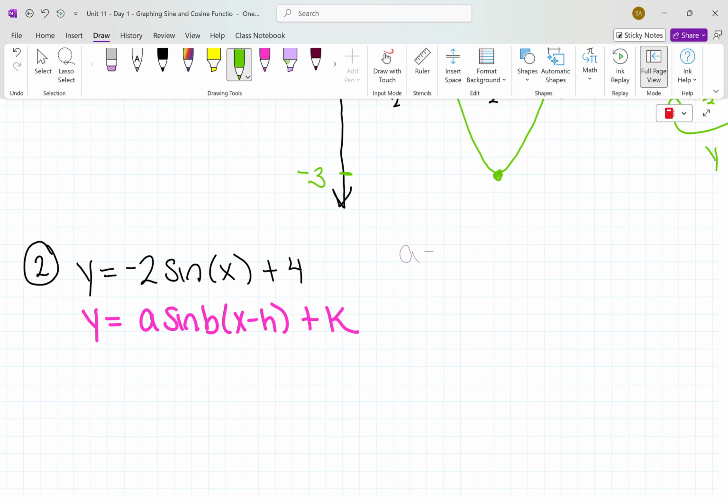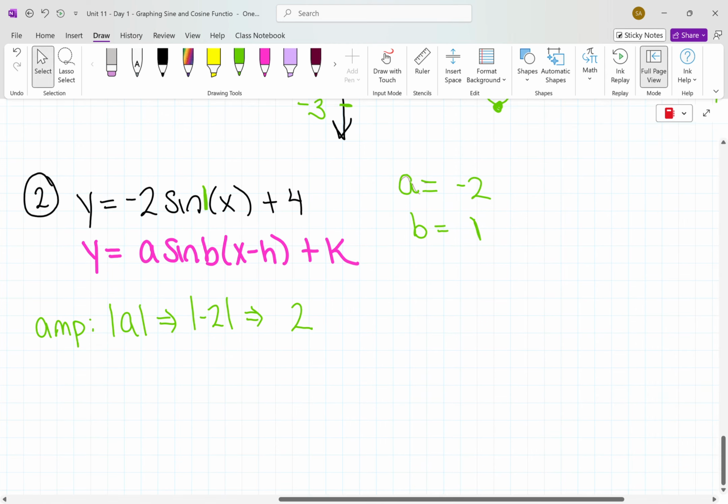Okay, do we all agree our A is -2? A is -2. What's B? Nope. 1. B is right here. That's 1, since there's nothing there. All right, so our amplitude is going to be the absolute value of A, which in this scenario will be the absolute value of -2, which gives us 2. So our peak and dip is 2 units from the center.